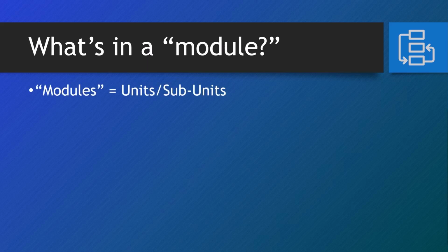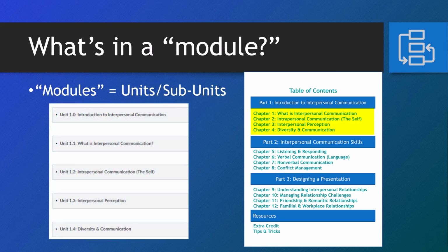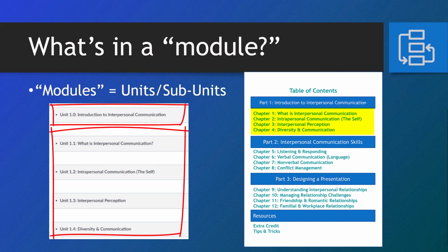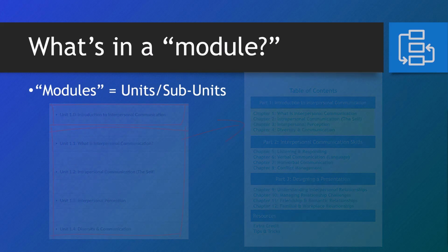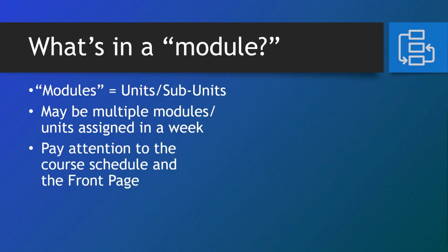You know how textbooks are often broken out into sections, like Part 1, Part 2, Part 3, and then have multiple chapters in each section? Think of the modules as those chapters. Unlike textbooks, we can't nest our chapters into these parts, so we have to separate them out. In our case, we have a unit, like Unit 1, Introduction to Interpersonal Communication, that is composed of 4 subunits, or chapters. 1 or more subunits may be assigned in a single week, so again, pay attention to the course schedule and the front page.